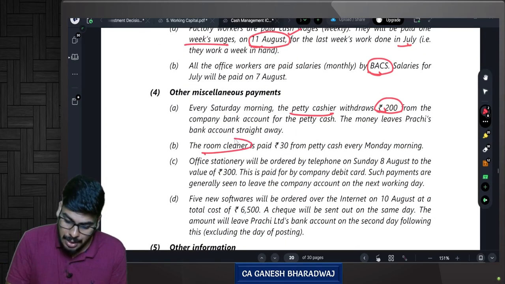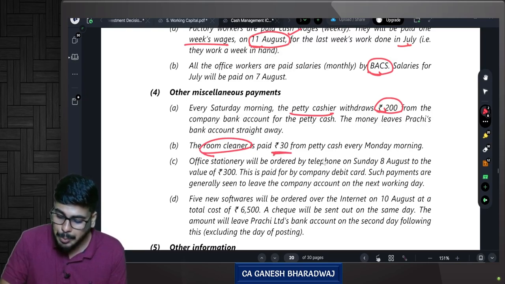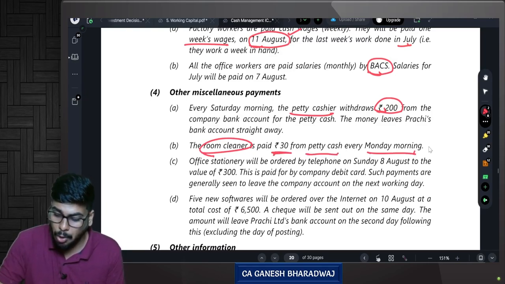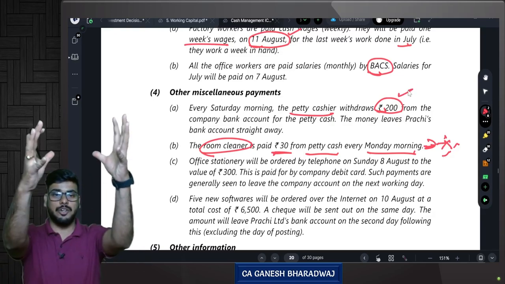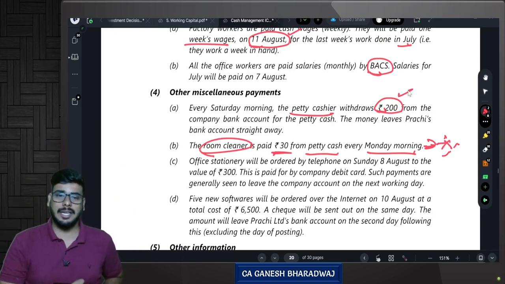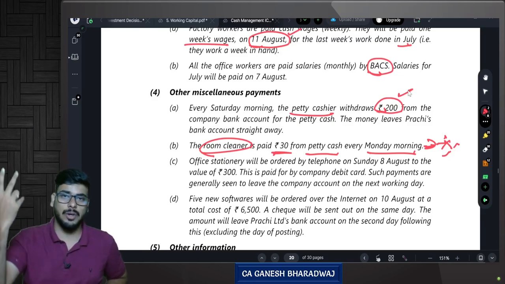Now, the room cleaner is paid 30 rupees from the petty cash every Monday morning. Very important. Now, what is this? This petty cash, 200 rupees, he's withdrawing and keeping with the cashier. Correct? I have reduced this 200 from my funds.